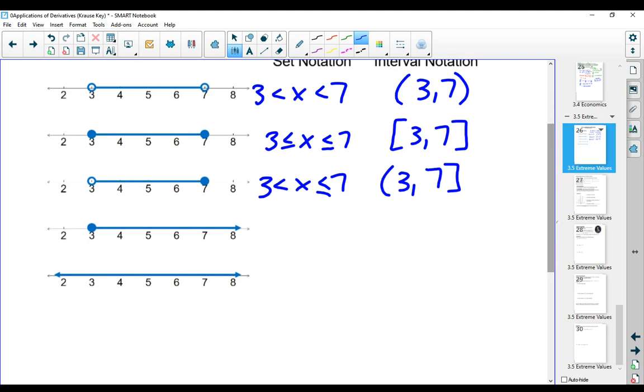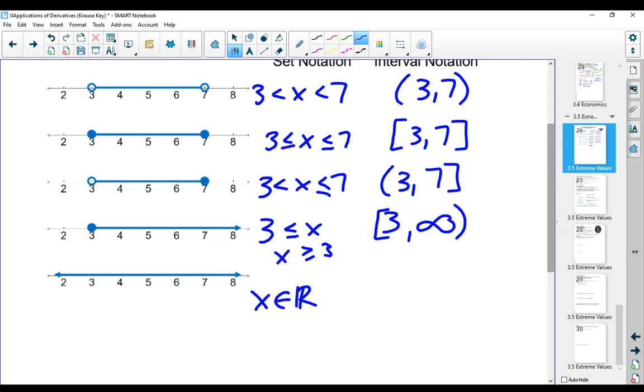Another example, x might be getting bigger, or x is greater than or equal to 3. Typically, we would write it this way: x is greater than or equal to 3. Then that means our low point is 3, and our high point is infinity. And the last one, if x can be anything on the x-axis, then we would say x is an element of the reals. Or if we're doing interval notation, we're going from negative infinity to infinity.